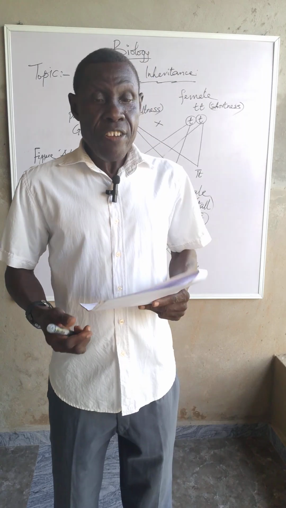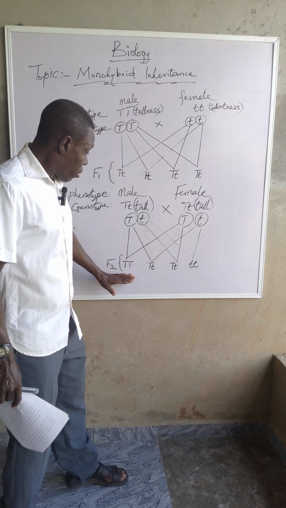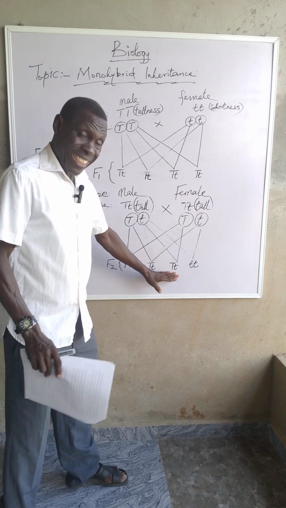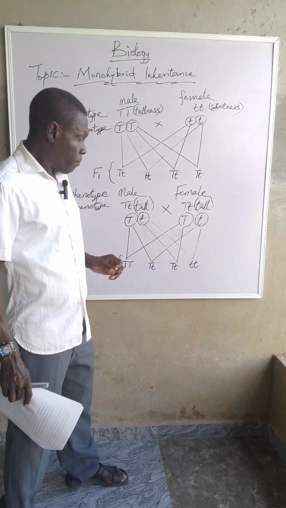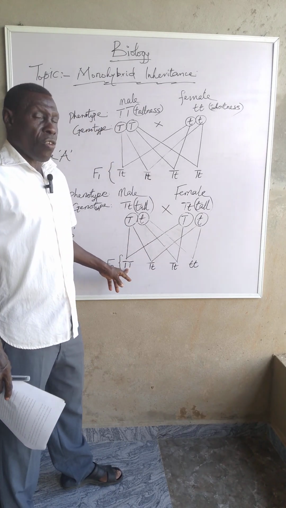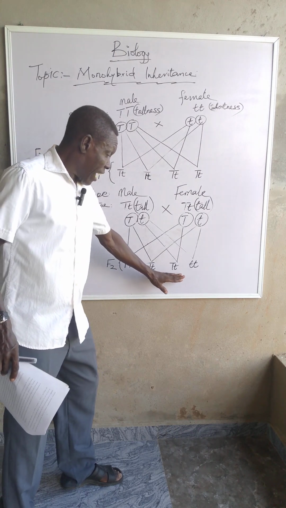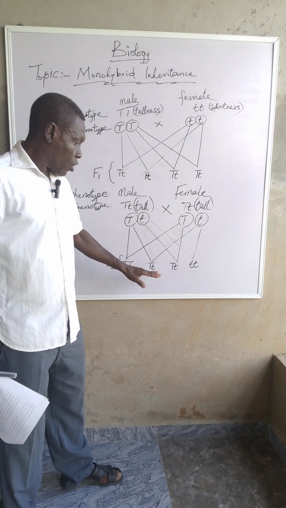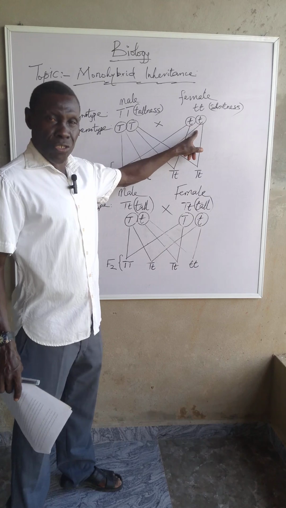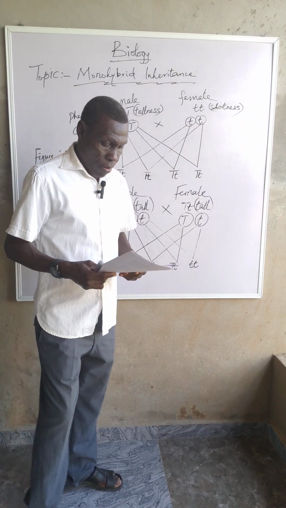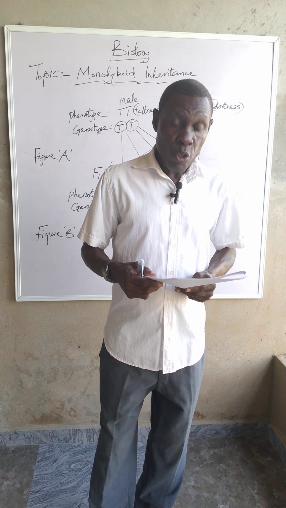Now, if you look at the ratio of it, 3:1. Look at it now. This is tall, this is tall, this is tall, 3. Then is 1. In other words, this one is purely tall. There's no carrier of the short gene. These ones, they are all tall, but they are carriers of the short gene, small t. But this one is typically pure shortness. All right. Now let us see his observation.